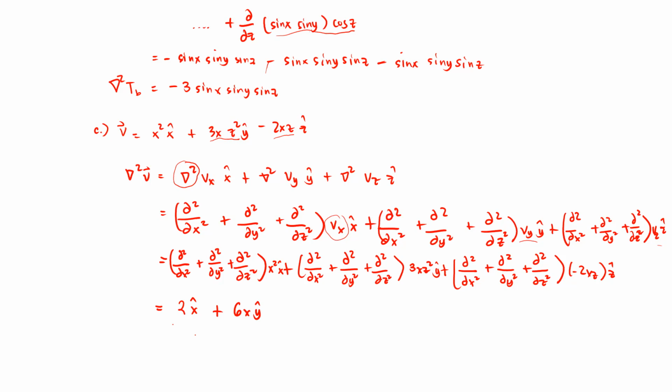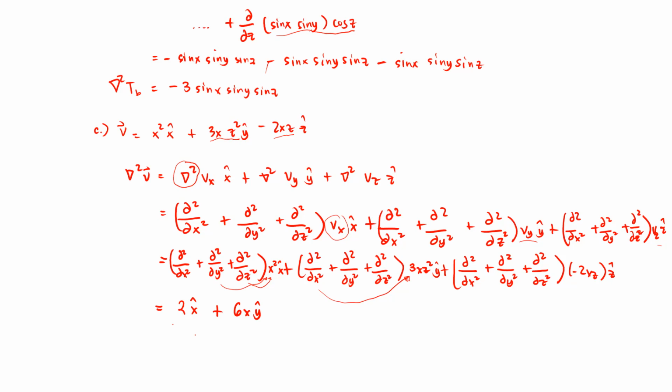And then here, if we operate this on x squared, we will get 0. We will get 0 also. Okay, so you have 2x hat. And then this one, operating this on v sub y, which is equal to 3x z squared, you have 3z squared, the first partial derivative. And then differentiating this again, we will have 0.